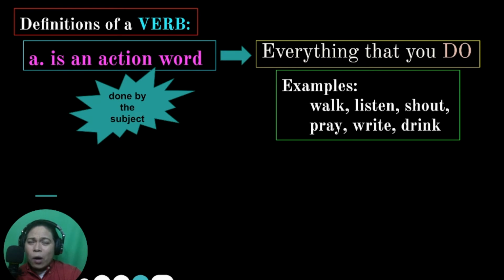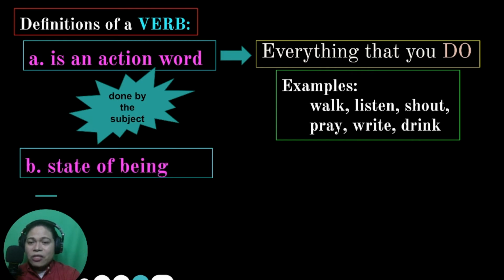So let's say I walk, also walk. Like listen, shout, pray, write, and drink. So these are action words. Now, what you're doing right now is an example of an action word.